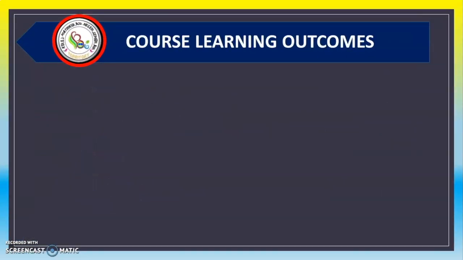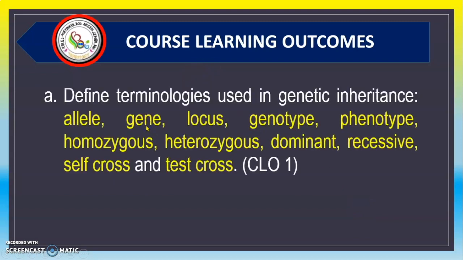At the end of the video, students should be able to define terminologies used in genetic inheritance, which are allele, gene, locus, genotype, phenotype, homozygous, heterozygous, dominant, recessive, self-cross, and test cross.